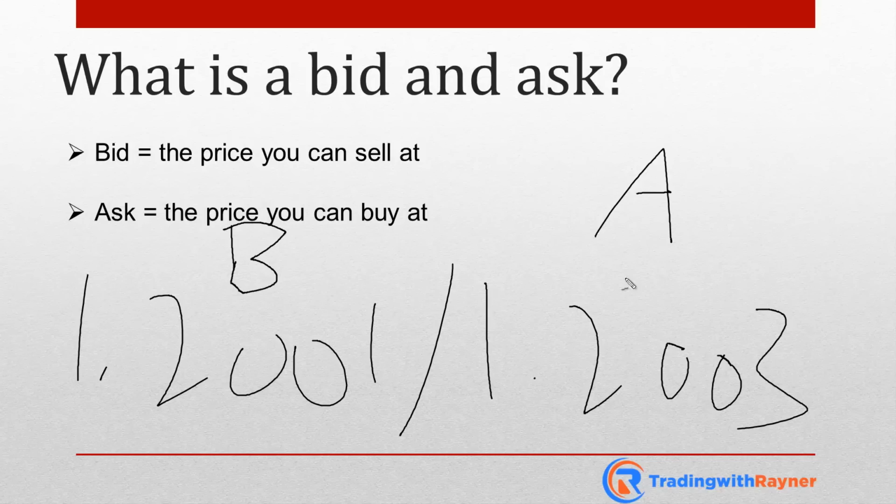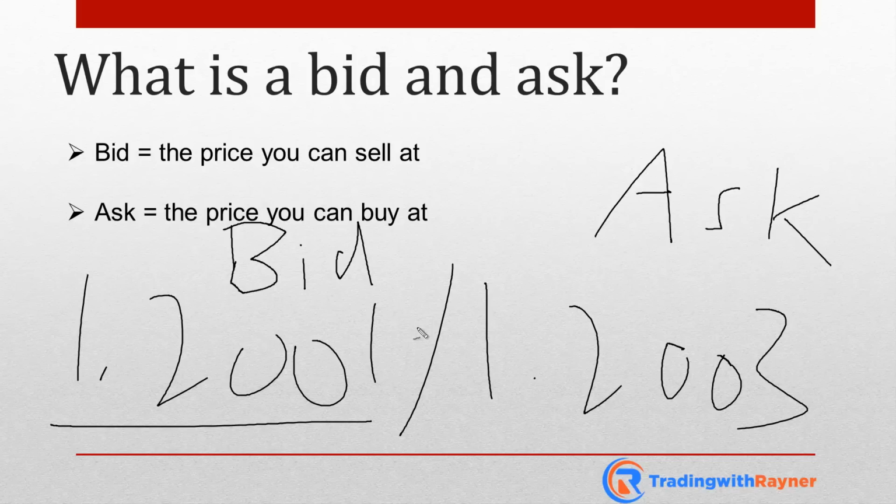Referring to what I mentioned earlier, the ask is the price you can buy at. If you want to long euro dollar, you want to buy euro dollar, this is the price you have to pay, 1.2003. If you want to sell euro dollar right now, this is the price that you can sell at, 1.2001. This is what we mean by the bid and the ask, the price that you can buy at and the price that you can sell at.